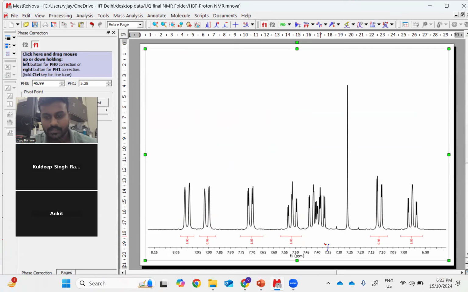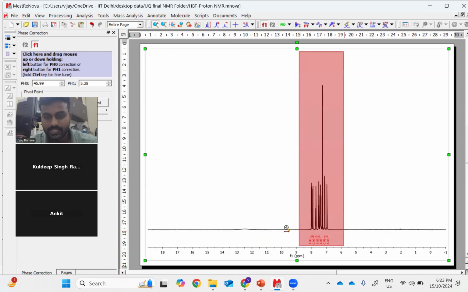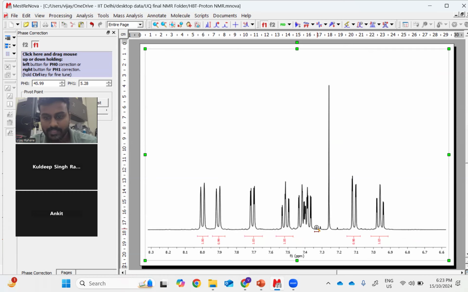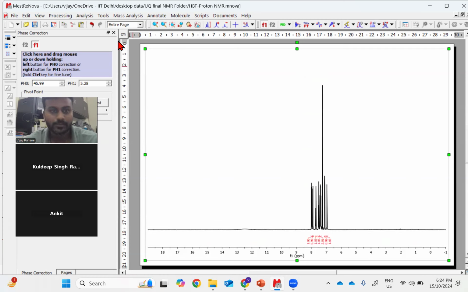Also, if you look at this region between 7.3 to 7.45, there are multiple peaks. They overlap with each other. In this case, we can't do much to get the resolution because they already overlap one another. I will integrate all of these together. So these signals are due to two peaks, right? This multiplet.